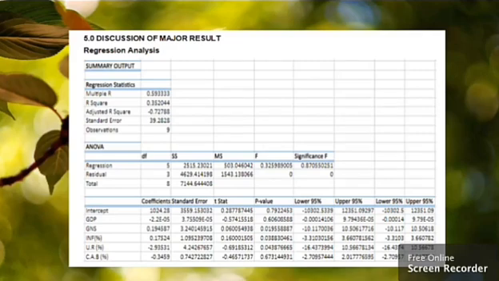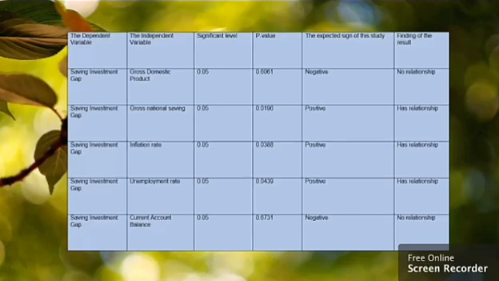So as for the discussion of the major result, this is the regression analysis. This is the overall result that can be seen clearly. The dependent variable is the saving investment gap, and the independent variables are the gross domestic product, the gross national saving, inflation rate, unemployment rate, and the current account balance.